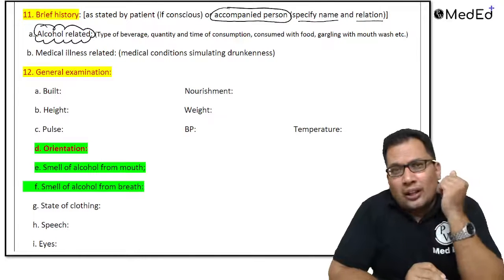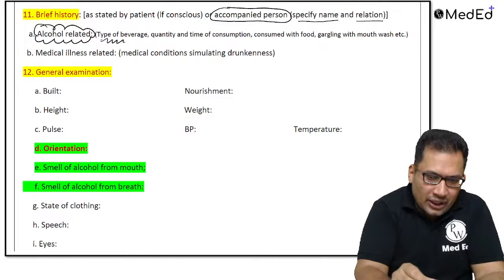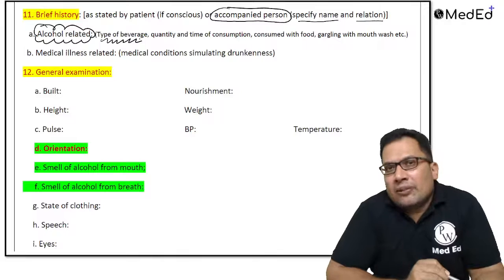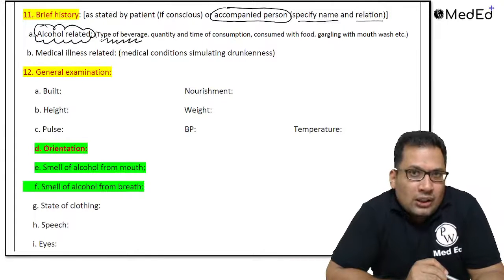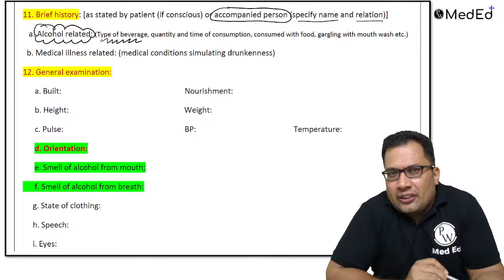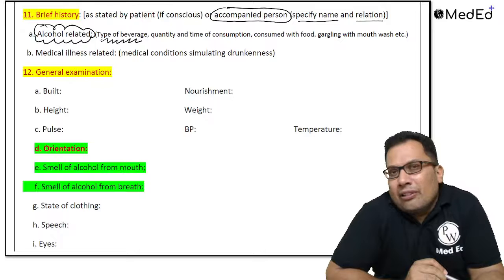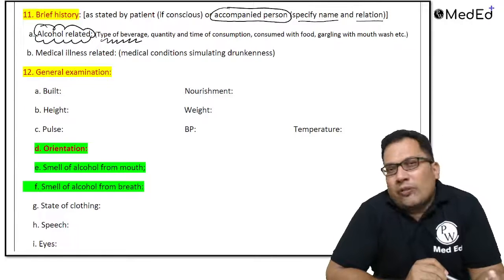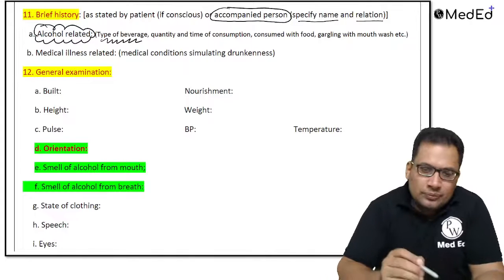History related to alcohol. Type of beverage. What is the type of beverage taken? What are the types of beverages you know? It can be beer, vodka, rum, any beverage. Each beverage contains different levels of alcohol. For example, in whiskey, vodka, it's around 45 to 50%. Beer, it is around 6 to 10%.